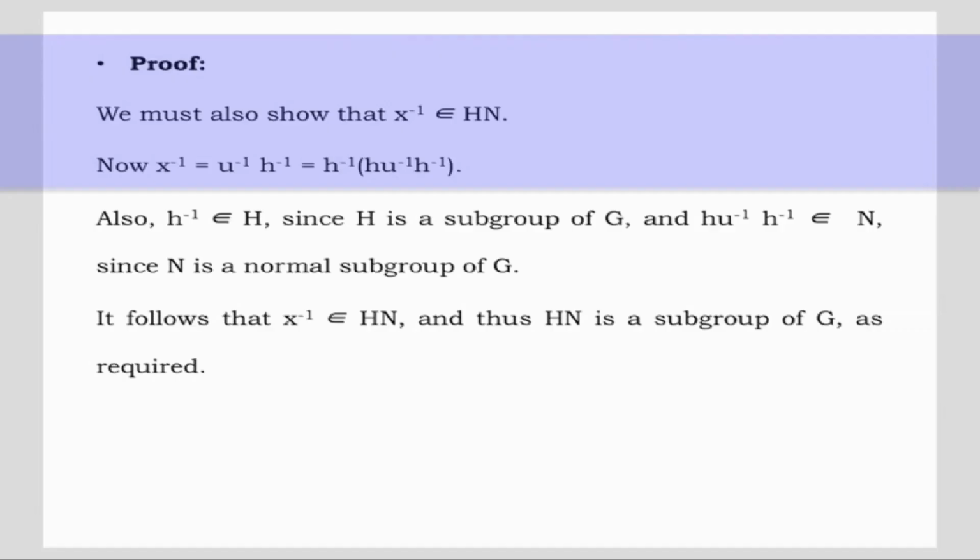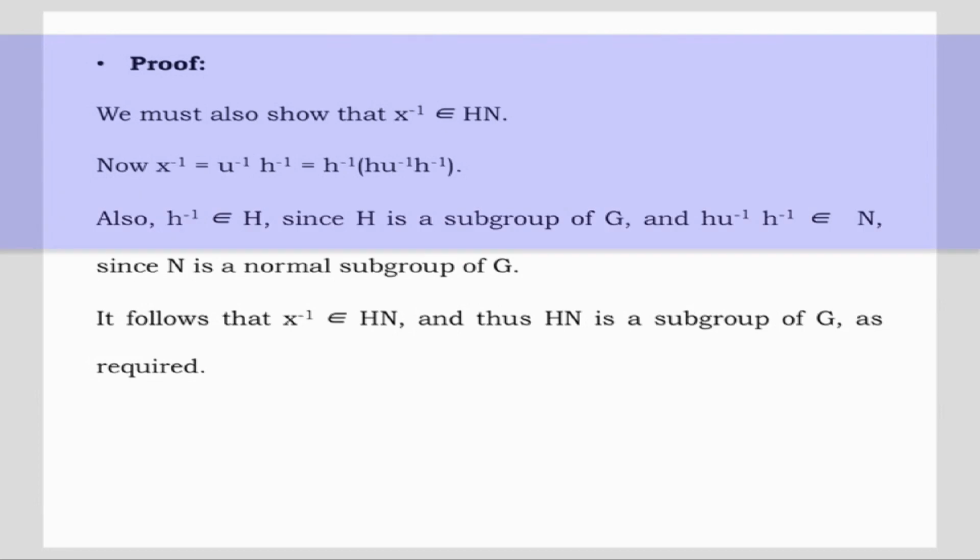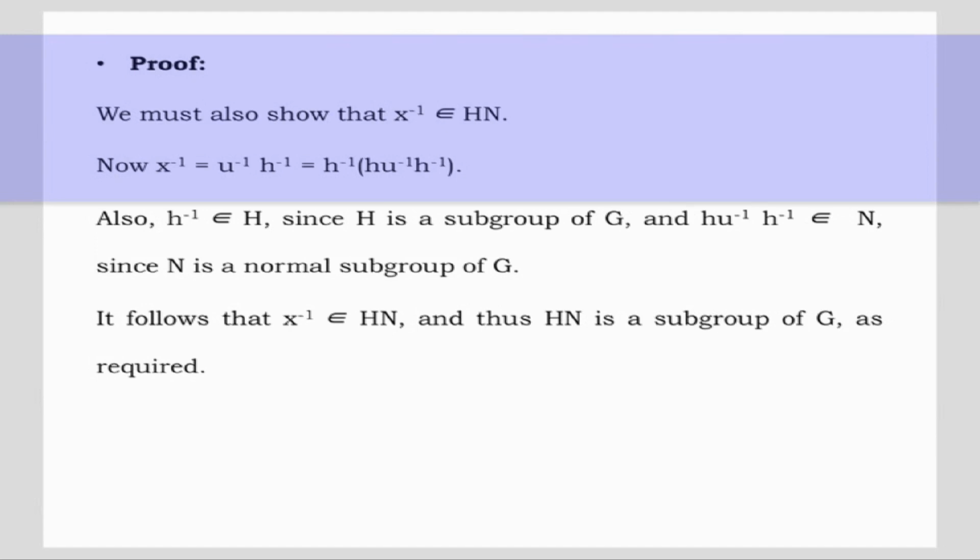We must also show that x inverse belongs to HN. Now x inverse is equal to u inverse h inverse, that is equal to h inverse times hu inverse h inverse. Also h inverse belongs to H since H is a subgroup of G, and hu inverse h inverse belongs to N since N is a normal subgroup of G. It follows that x inverse belongs to HN and thus HN is a subgroup of G as required.